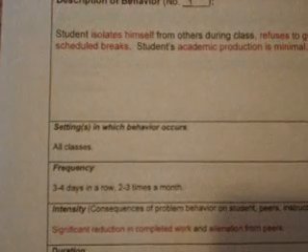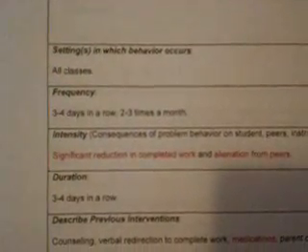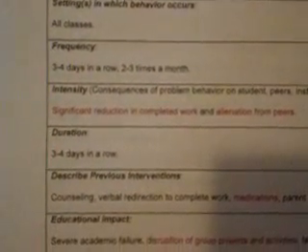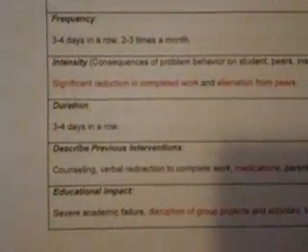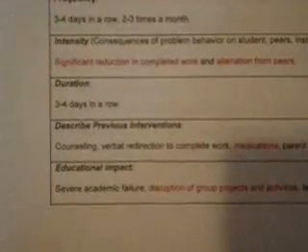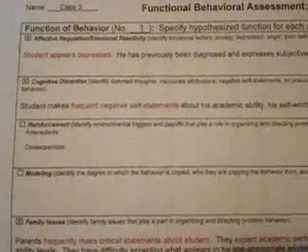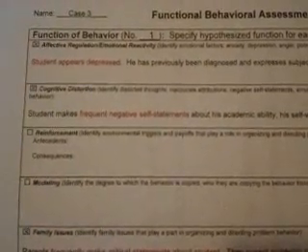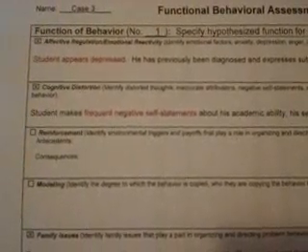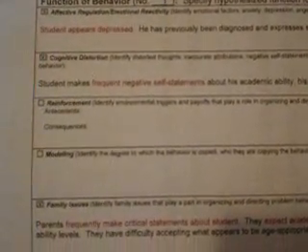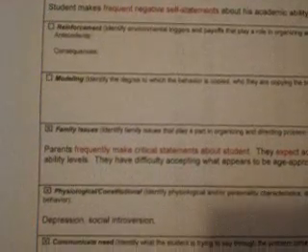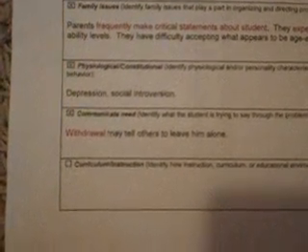Also included is the setting, the frequency of the behavior, the intensity of the behavior, duration, the previous interventions used, educational impact, whether there is emotion included in the behavior, whether there's cognitive distortion, reinforcements that are used, modeling used, if there are any family issues or psychological factors. Communication is also needed to be recorded.